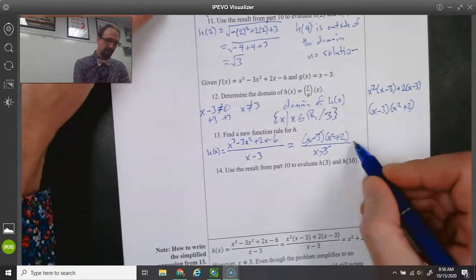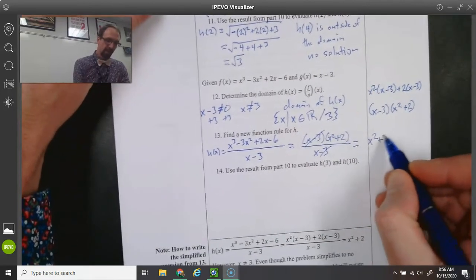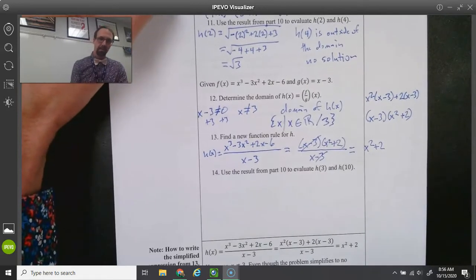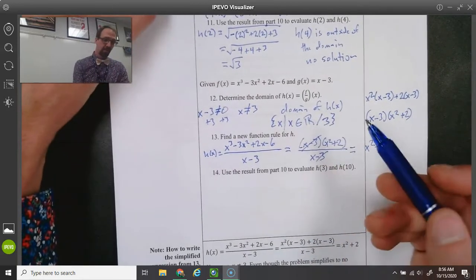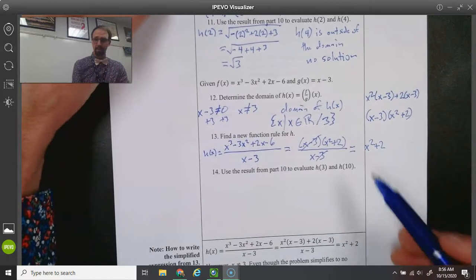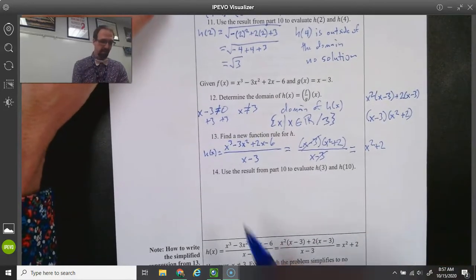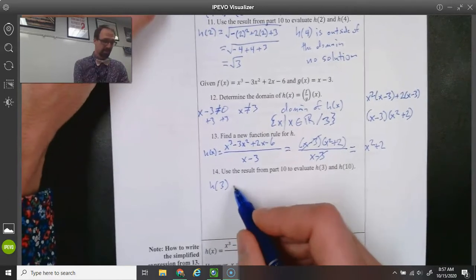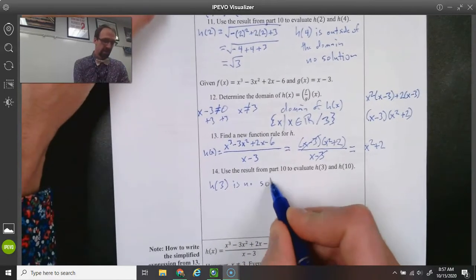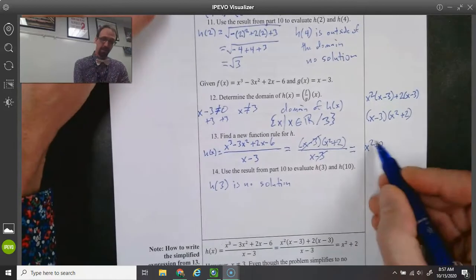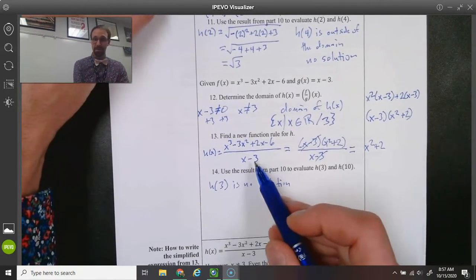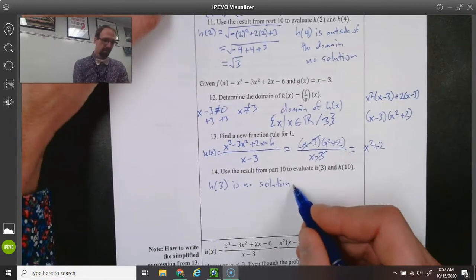A lot of students think that if you cancel it, it's no longer a problem, and that they don't need to worry about it when they plug in the number. You do, because you plug it into the original function. It does simplify to this, which is a lot easier to work with when we're evaluating these numbers, but h of 3 is not in the domain. So h of 3 is no solution. Even though it looks like it would give us one here, remember, we're still dividing by this value. We can't divide by 0. So h of 3 is no solution.